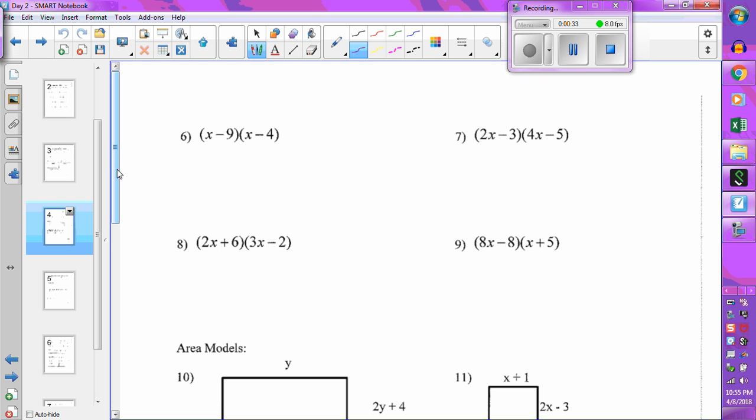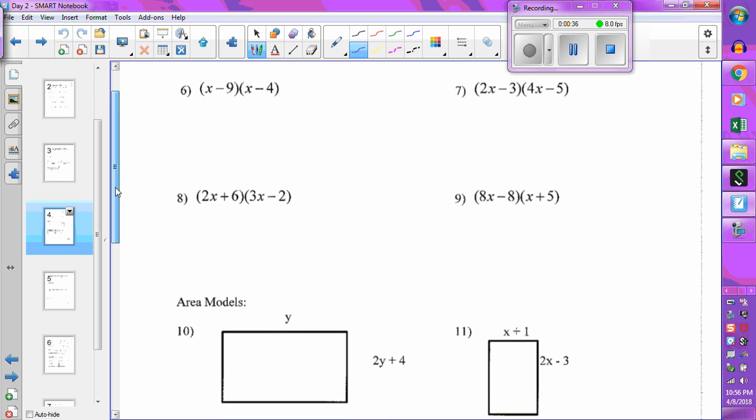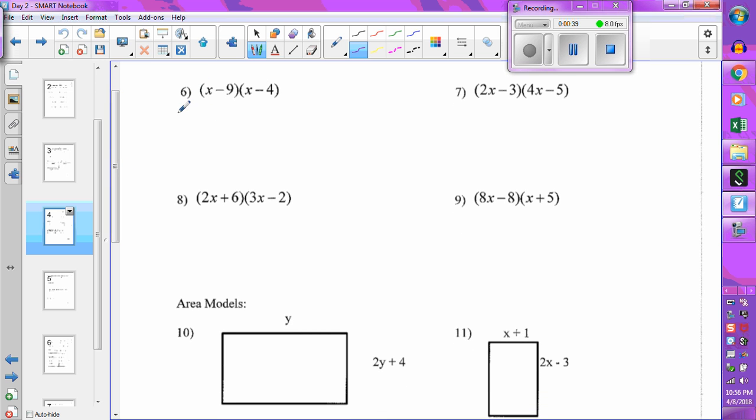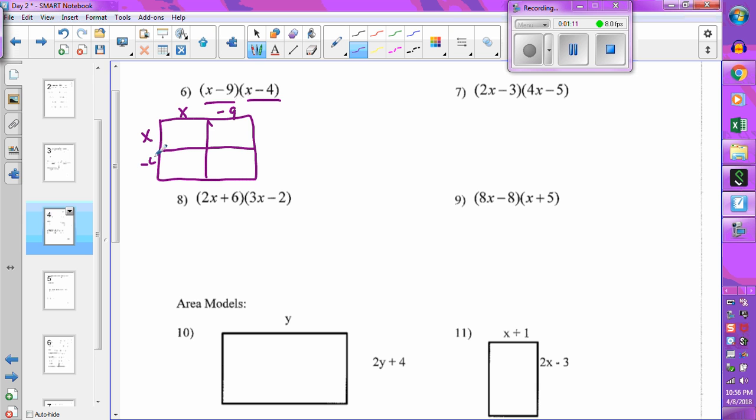So moving forward, I left off saying that we were going to use the box method to multiply these polynomials. If you remember, during your box method you're just going to draw a box just like this, okay? Make sure your box has 4 squares. Now remember, you can use the distribution or the box method. It really doesn't matter. I'm going to take this first polynomial and put it on top, so it's going to be x and then a negative 9. Then I'm going to take my second polynomial and put it on the side, which is x and negative 4.